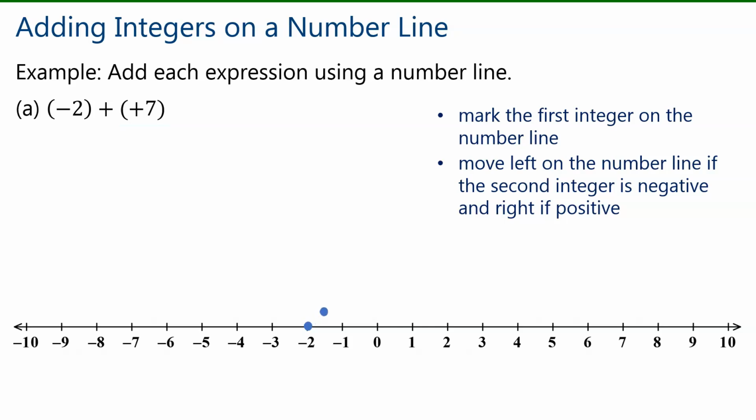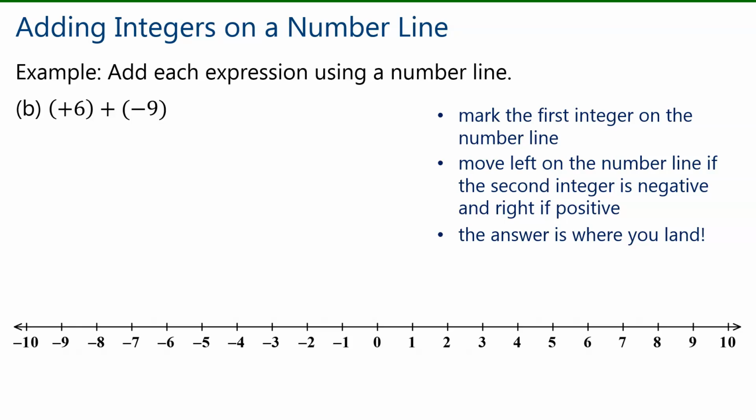So let's do that. Here we have 1, 2, 3, 4, 5, 6, and 7. So now the answer is just where we landed, which was at +5. So -2 plus +7 equals +5.